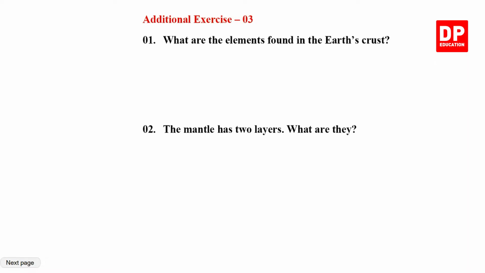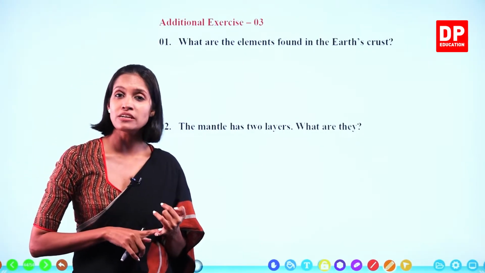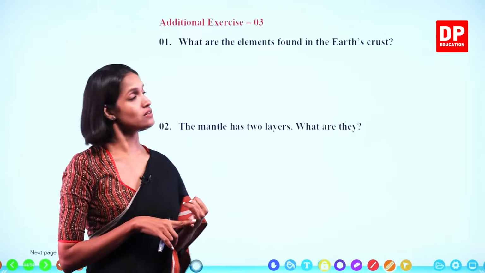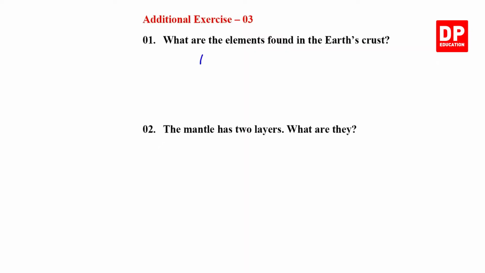Next one. What are the elements found in the Earth's crust? What are the elements, children? Aluminium, oxygen, silicon, iron also present, right? We will write basically oxygen, aluminium, silicon present.